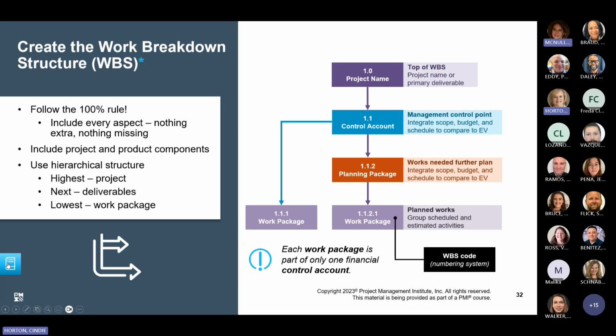Okay. The code of accounts is the numbering system, like you see here. The code of accounts is the number system that uniquely identifies each component of the work breakdown structure, like an outline form, and often refers to sections in the scope statement. Okay, it's a way of organizing our work.